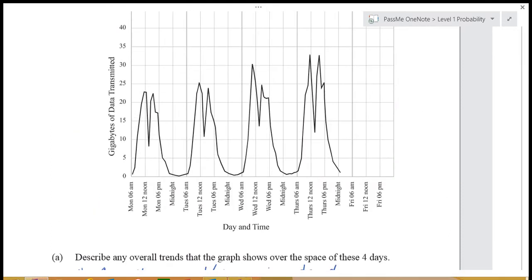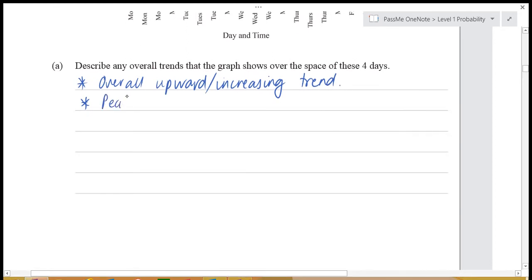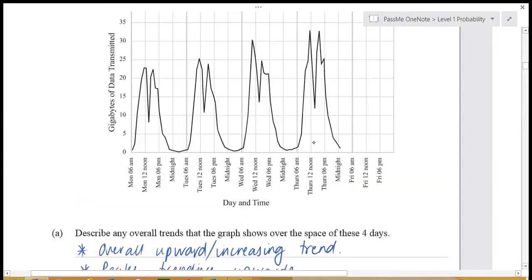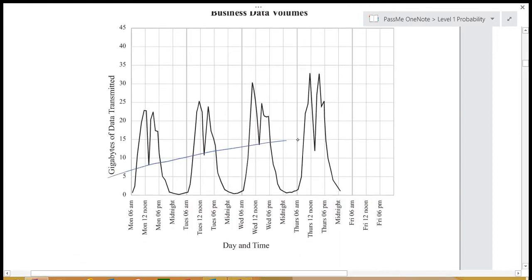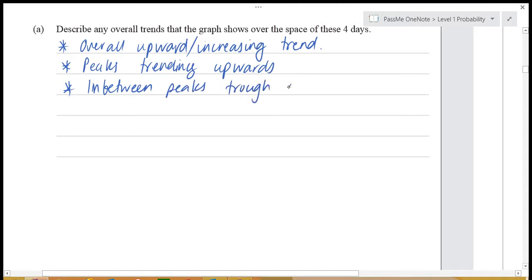Let's look a little bit more carefully. So our peaks look to be trending upwards as well. So peaks trending upwards. What else are we seeing? Our midday trough is going upwards as well. So we'll just call that the middle trough, or we'll call it the in between peaks trough. So in between peaks trough is going up.